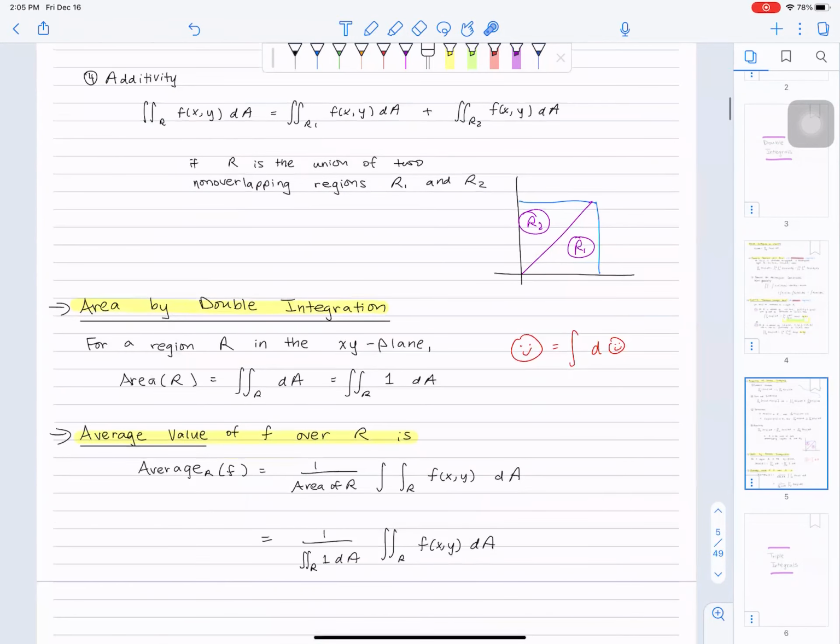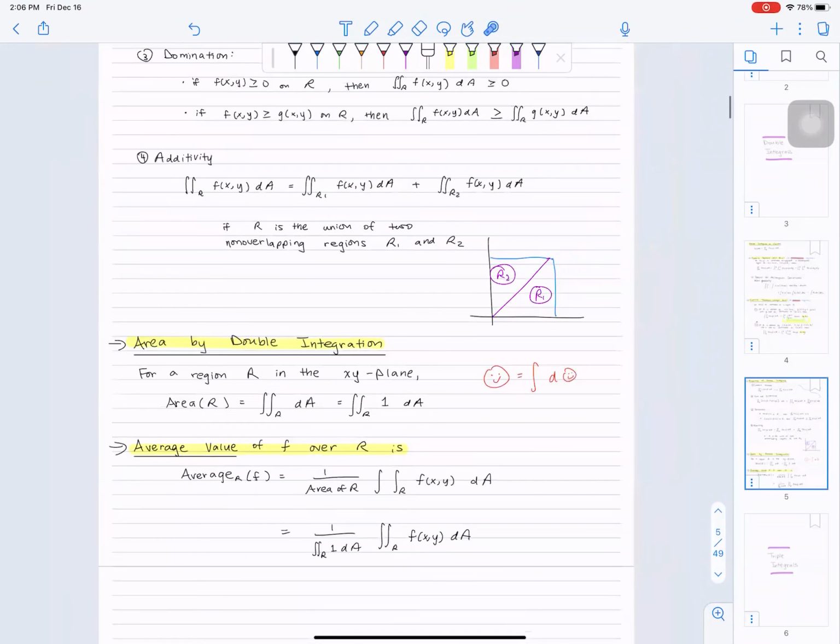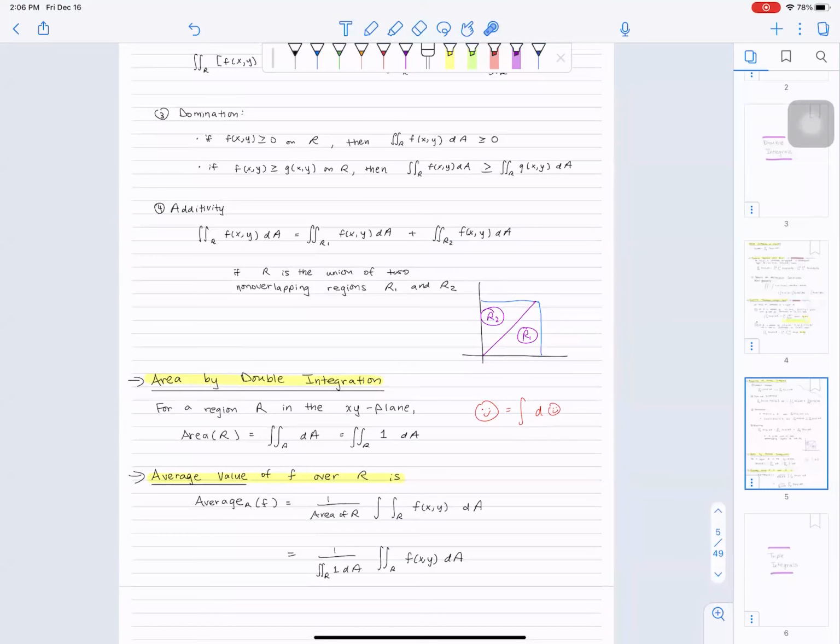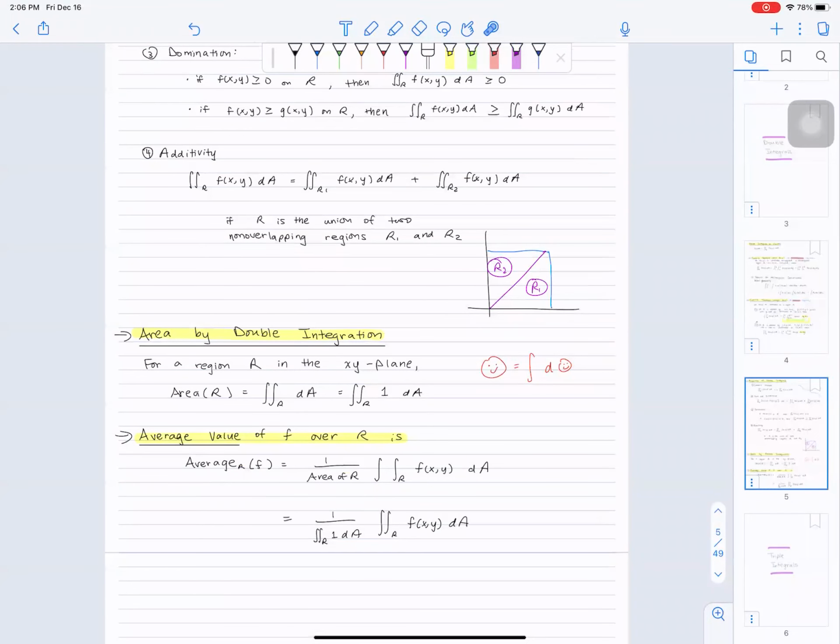And we also have average value. Whenever you're finding the average of something, you have some integral on the top and you divide by that same integral, but where you have one in the integrand. So if you're finding the average of a function, we have the double integral of your function over the double integral of 1 dA. But the double integral of 1 dA is exactly your area. Okay, any questions so far on these double integral rules?